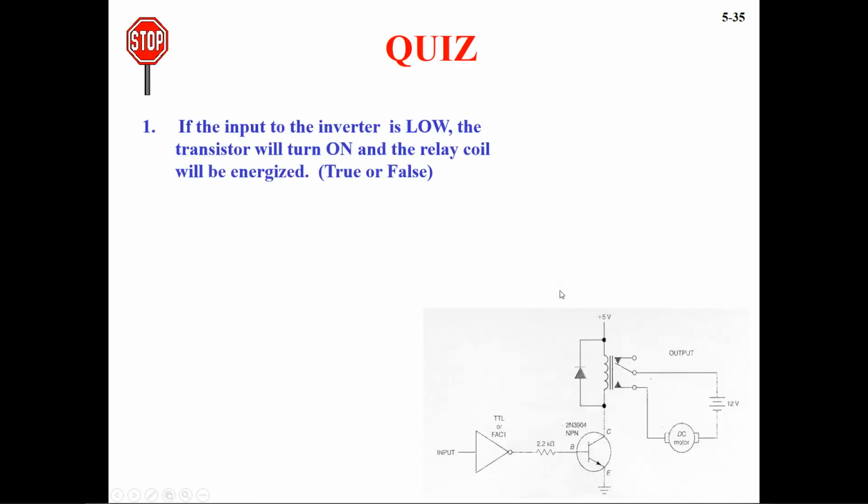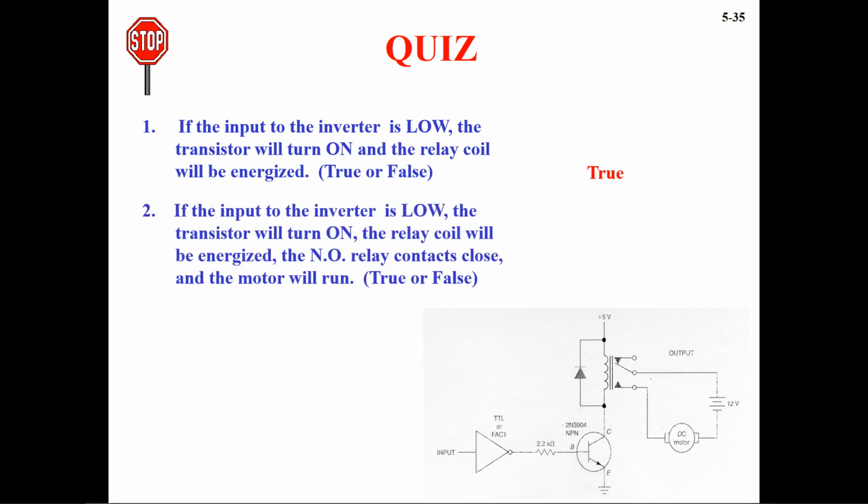Now, quick quiz: if the input to the inverter is low, the transistor will turn on, the relay coil will be energized. Is it true or false? This is true. If the input to the inverter is low, the transistor will turn on, the relay coil will be energized, the NO relay contacts close, and the motor will run. Is it true or false?